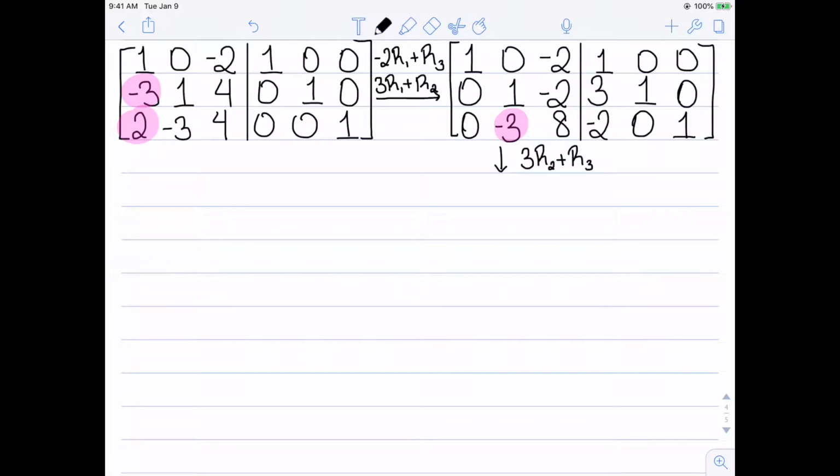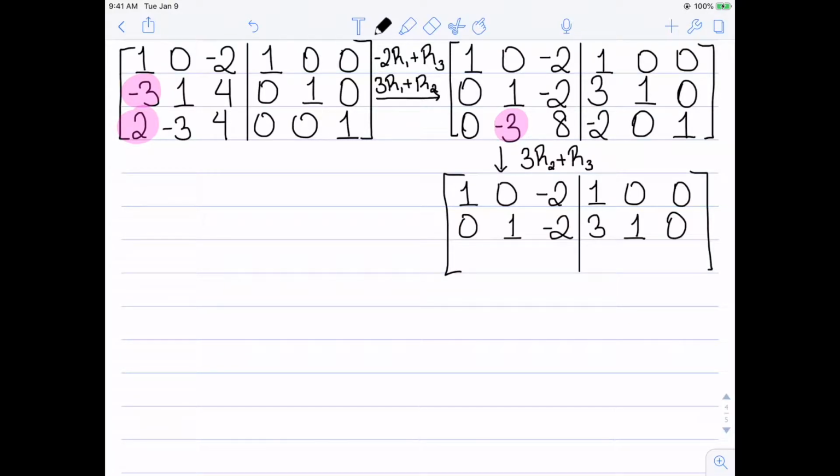And we'll do this with 3 row 2 plus row 1. My first and second row will not change here. I then have 3 times 0 is 0, plus 0 is 0. 3 times 1 is 3, minus 3 is 0. 3 times negative 2 is negative 6, plus 8 is 2. 3 times 3 is 9, minus 2 is 7.